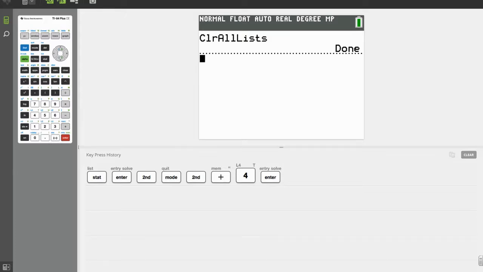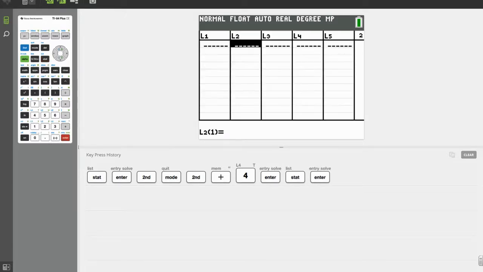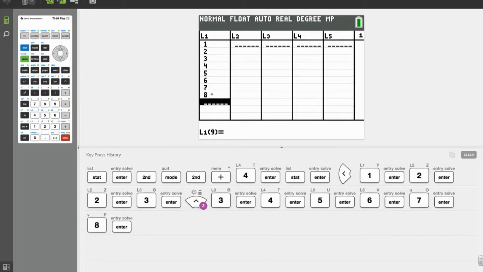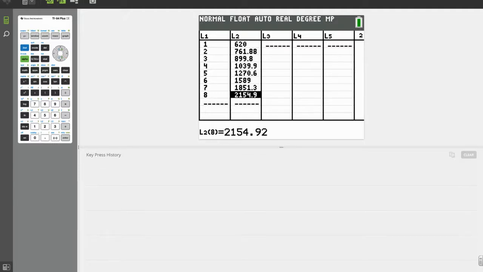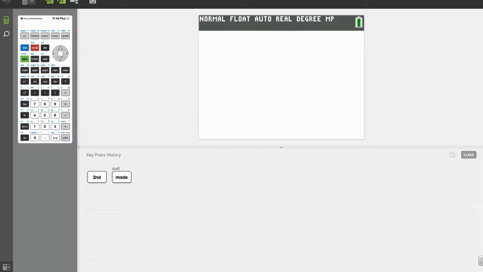All right, we're going to go back to Stat. We're going to hit Edit. We're going to go over to List 1, and we're going to enter the data for List 1, which would be our months. Once I have our months entered, we're going to go over and enter the debt column, how much our recent graduate owes in credit card debt. All right, double check your data, make sure everything is entered correctly, and then we're going to do second mode to quit out of the list.